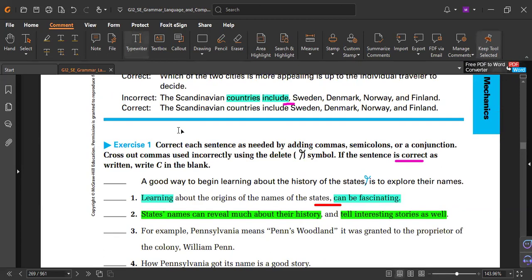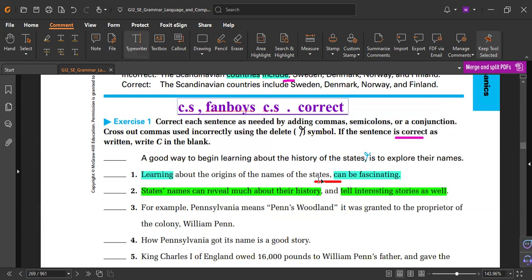Just listen and remember, memorize the rules. I told you: complete clause, comma, conjunction, clause; or clause, full stop, clause. This is the correct structure. We say if this clause or this clause has no subject, or lacks any subject or any verb, delete the comma. The second one lacks a subject. You see, it's "tell interesting stories as well." So it lacks a subject, and we need to delete this comma. Okay. Right?